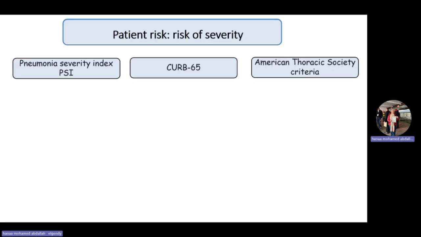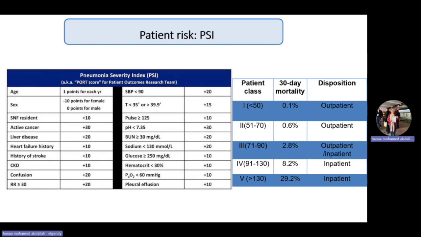The pneumonia severity: first is the pneumonia severity index. With the pneumonia severity index, we classify the patients. If the patient has a class score less than 50, or from 51 to 70, we can manage the patient as an outpatient, while patients with a score of more than 71 up to 130 or more should be managed as inpatients.